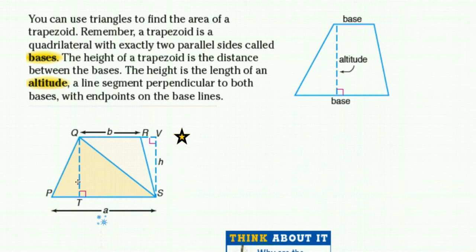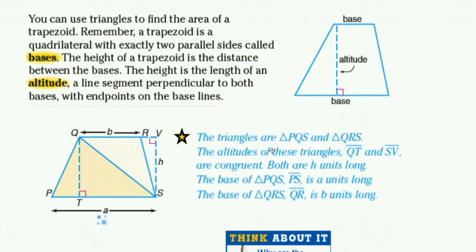And if you analyze this trapezoid right here, the triangles, triangle PQS right here, and triangle QRS right there, the altitudes of these triangles, segment QT right there and segment SV right there, are congruent. Both are H units long. The base of triangle PQS is segment PS, and the base of triangle QRS is segment QR. Segment PS is A units long, and segment QR is B units long.